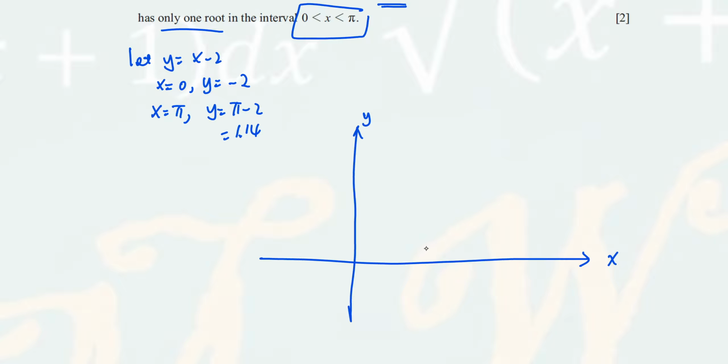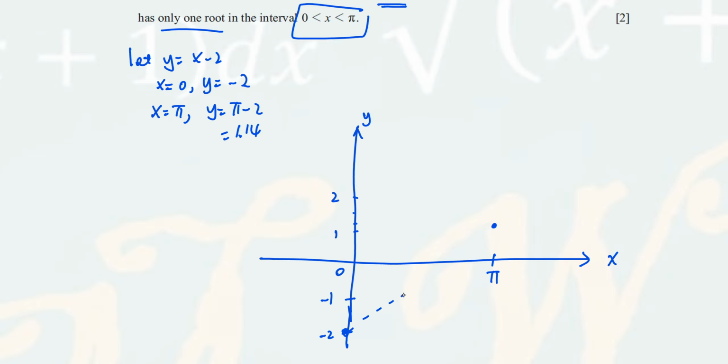Okay, so maybe this is pi, because you need to draw 0 and pi. So 0 and pi. Let's say here is pi. We know that pi is 3.14. So here y equals negative 2. So 1, 2, negative 1, negative 2. So when x is 0, your y is negative 2. When x goes to pi, y is 1.14. 1.14 is somewhere here.